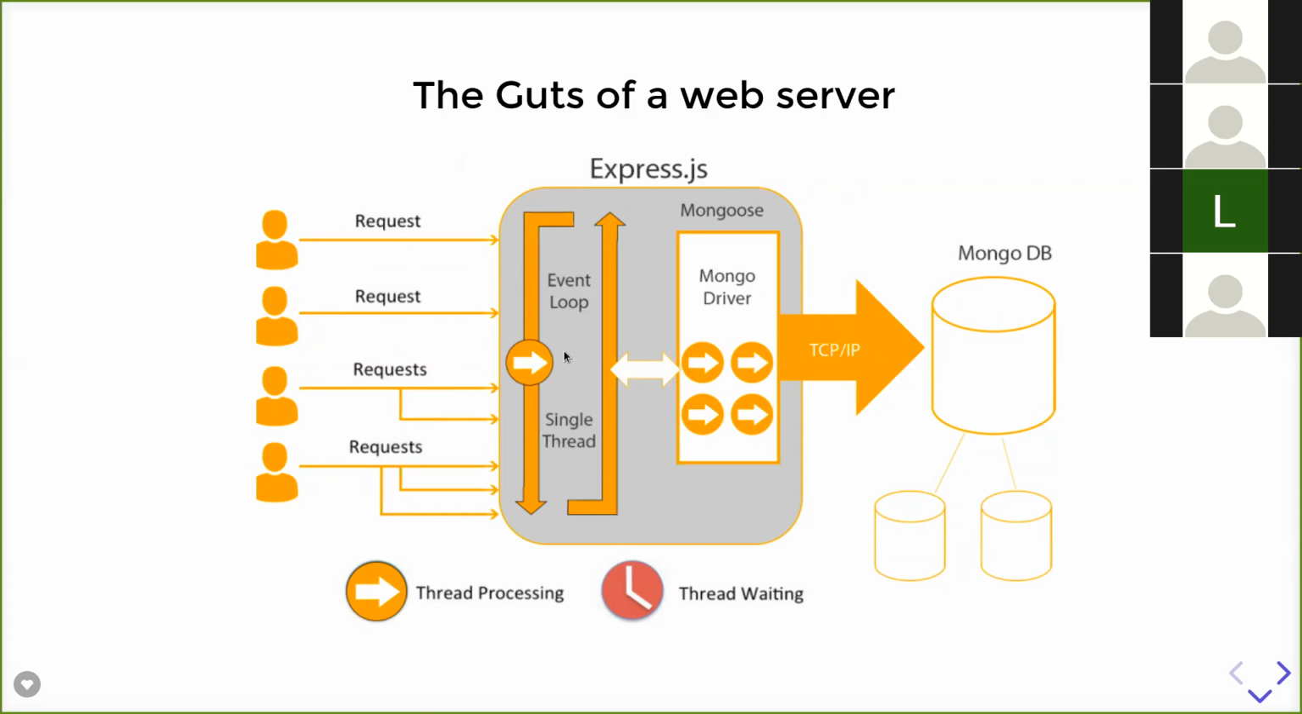And here, whatever request happens jumps straight into Mongoose, and in Mongoose I have a Mongo driver, because remember I told you Mongoose actually sits on top of Mongo. And in Mongo is where we do the actual TCP IP calls to MongoDB. Why do we call this TCP IP? Anyone know why? What does TCP IP mean?